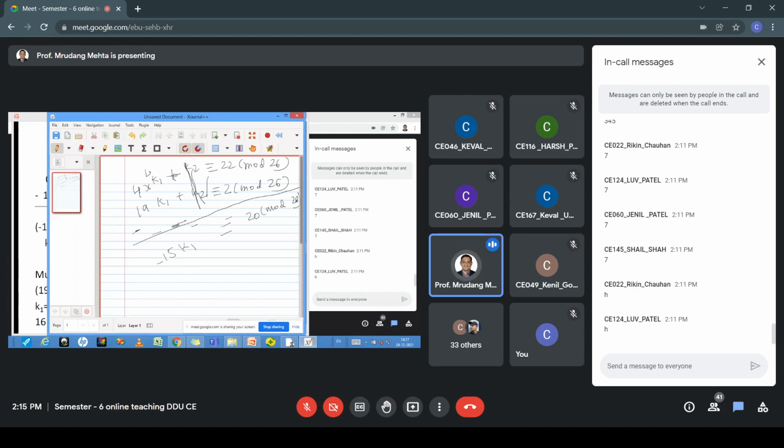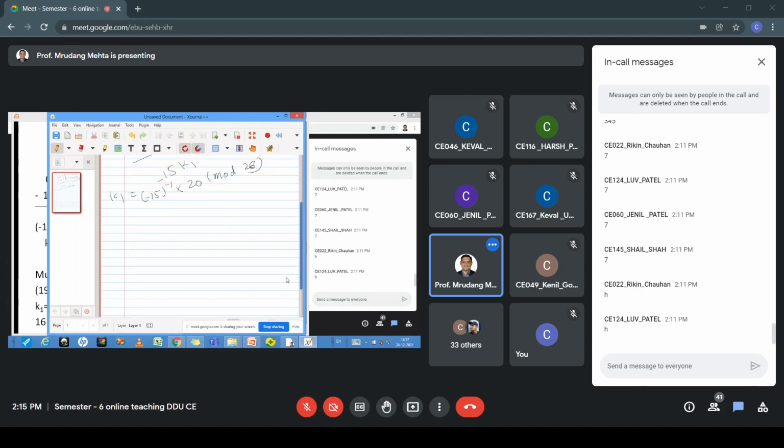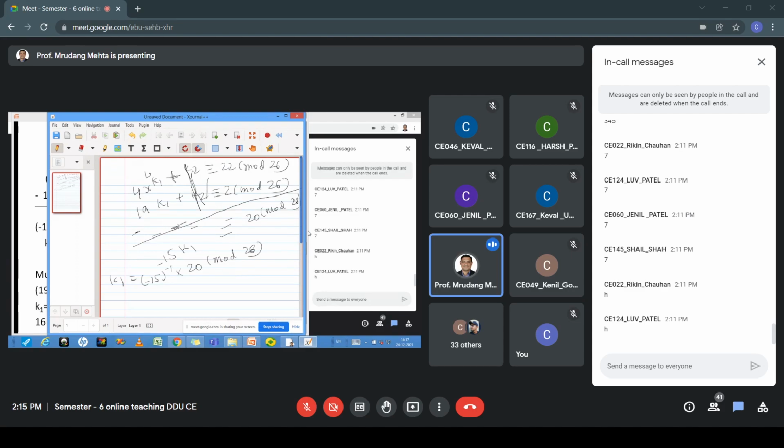So to find out k1, we have to multiply 20 by minus 15's inverse, right? Modular arithmetic, what we have to do? Can you solve this? You can see 4 minus 19, that is minus 15, and k2 gets cancelled out. 22 minus 2 is 20, right?